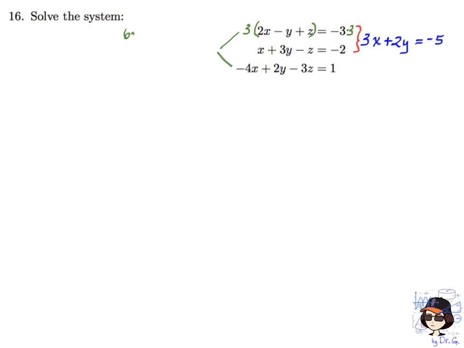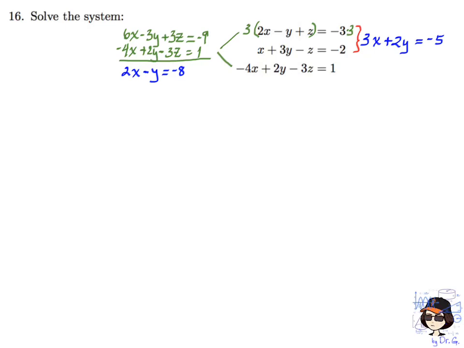So let me rewrite. The first equation is 6x minus 3y plus 3z equals negative 9. The second equation is staying the same, negative 4x plus 2y minus 3z equals 1. And now I'm going to add the two equations. So 6 minus 4 is 2, negative 3 plus 2 is negative 1. 3 minus 3 is nothing, and then negative 9 plus 1 is negative 8. So I get 2x minus y equals negative 8.